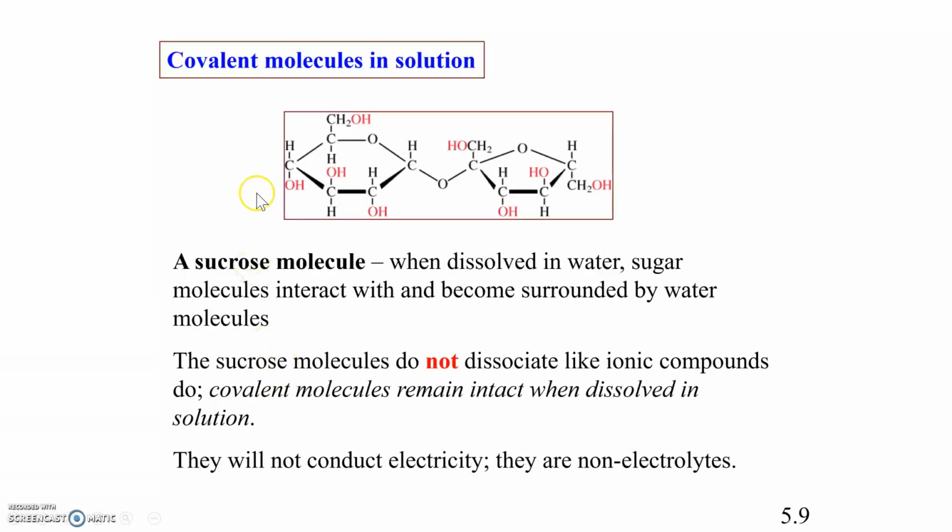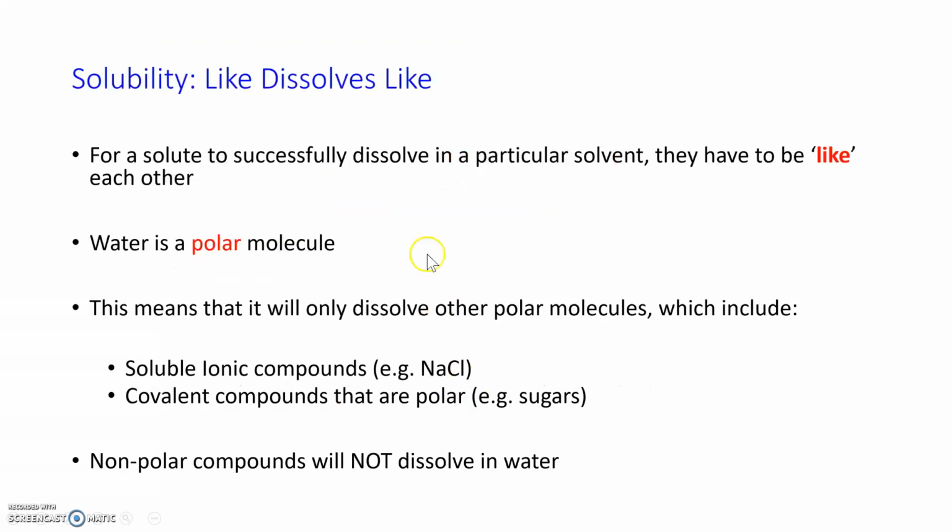So let's take a closer look at sugar, the sucrose molecule. These are covalent bonds. So when sucrose dissolves in water, the sugar molecule interacts with that water. The water surrounds that whole molecule, but it does not dissociate to form ions. So you don't lose any of the individual atoms from the sucrose molecule to form a charged species. Covalent molecules remain intact when dissolved in water, and therefore they are non-electrolytes.